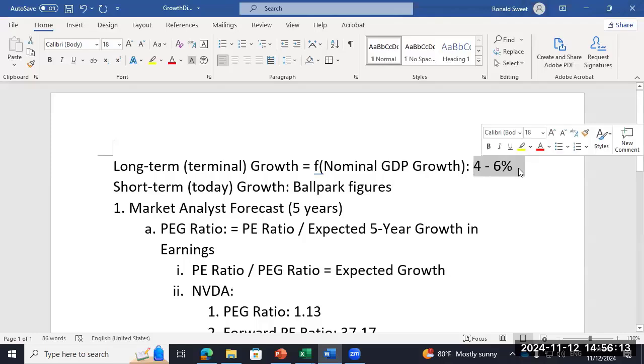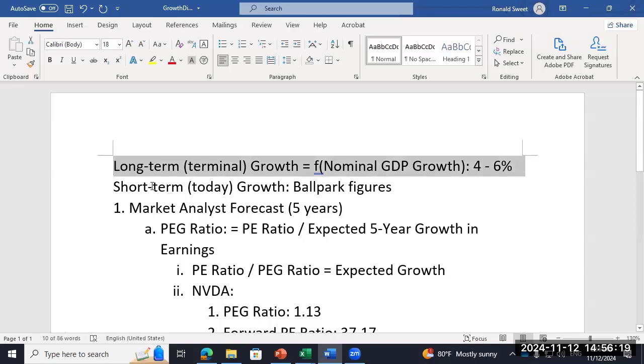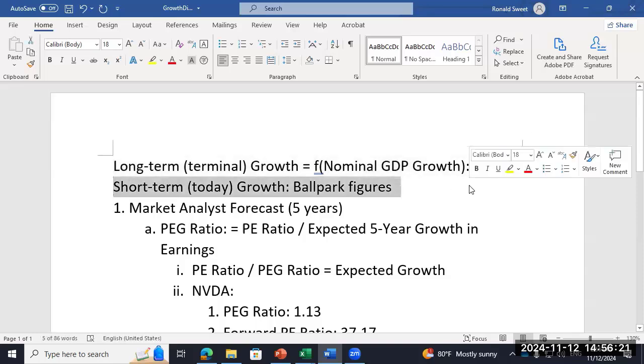So I don't like using the 10-year Treasury. I like using our approach, but there's certainly that argument there. The other number you need is how they're going to grow today. So long-term is their terminal growth, that growth they're going to eventually get to, but what are they doing today? And I said there's several approaches there. Last class, we talked about the PEG ratio approach.